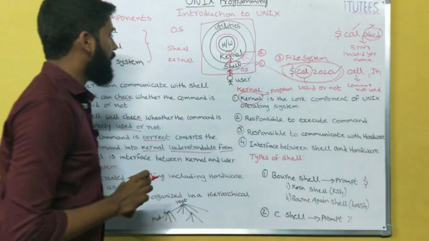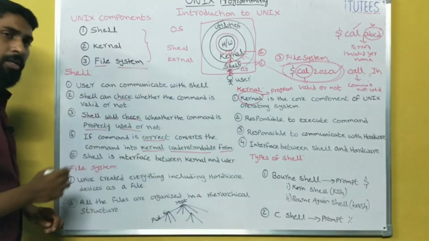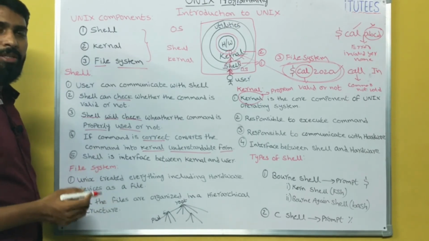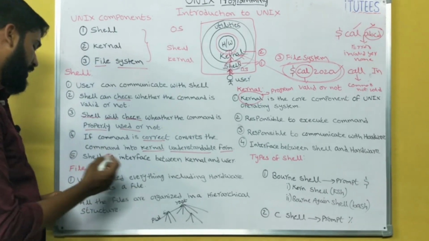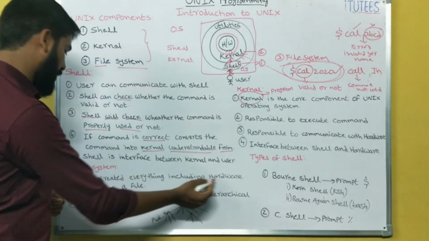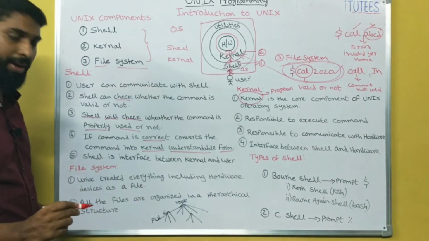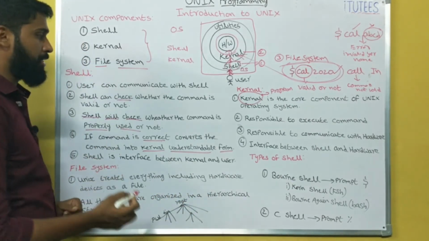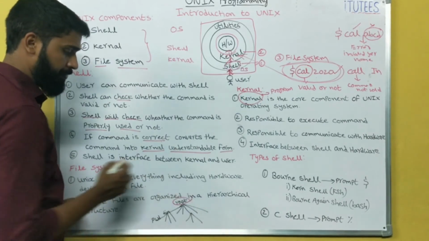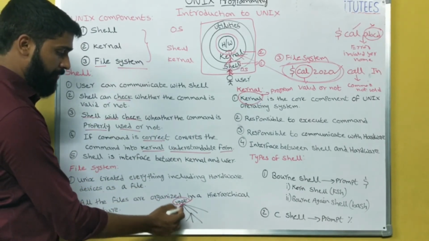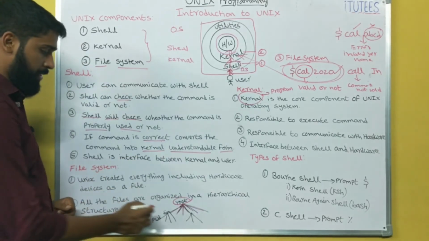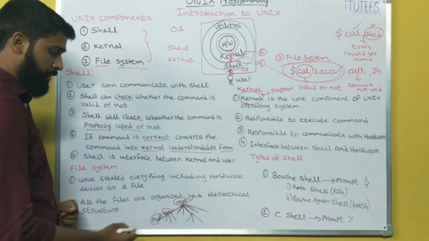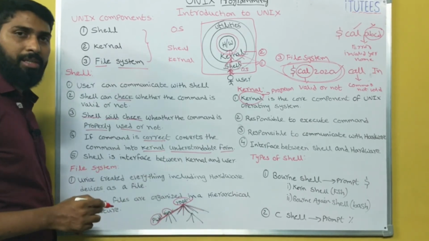Another important component is the file system. What is a file system? In the previous class we discussed that everything in Unix is treated as a file, including hardware devices. All the files are organized in a hierarchical structure. This is the root, and after that these are the different files available in the system. For example, this is the file bin and this is the file pwd. This is the hierarchical structure of files in Unix.